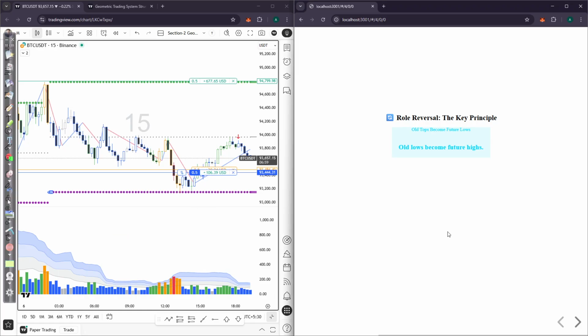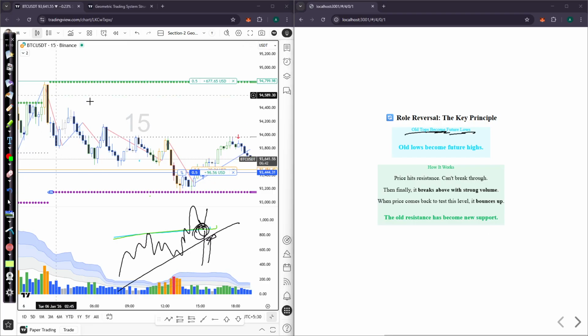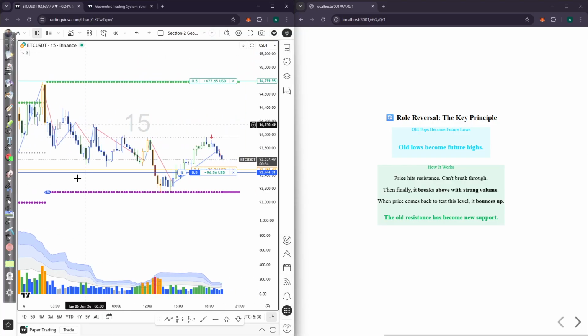So how it works: price hits resistance, can break through, and then finally it breaks above with strong volume. When price comes back to test this level, it bounces up. The old resistance has become new support, right? So you saw old resistance became new support. I can show you an example here. I actually would like to show you the latest example so that you can understand.